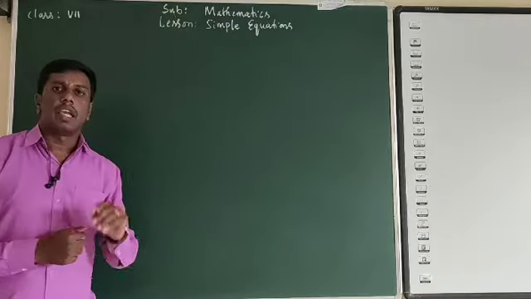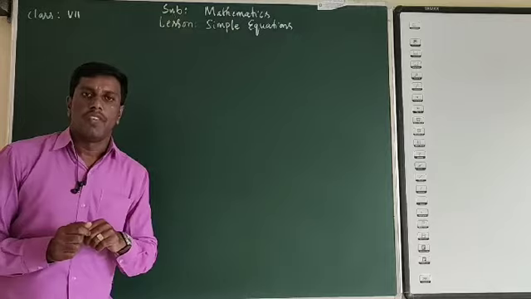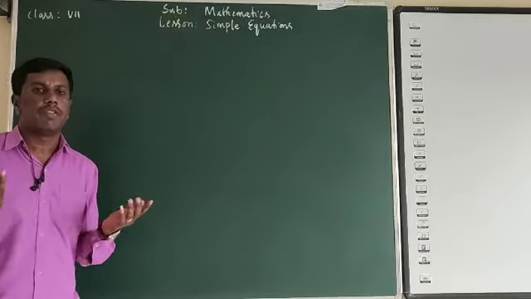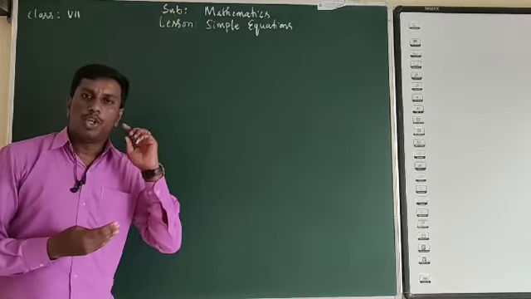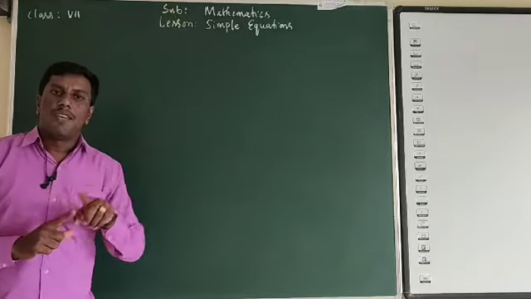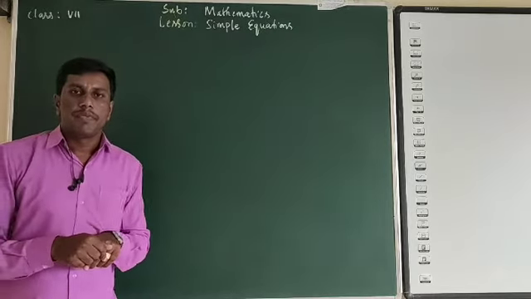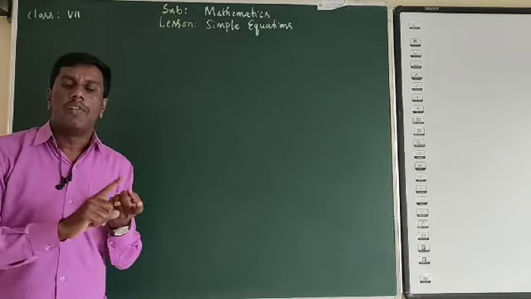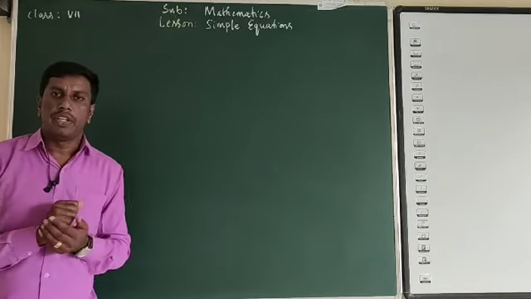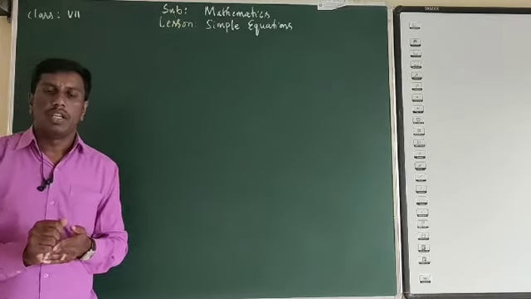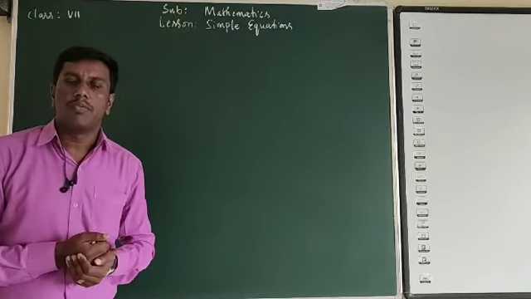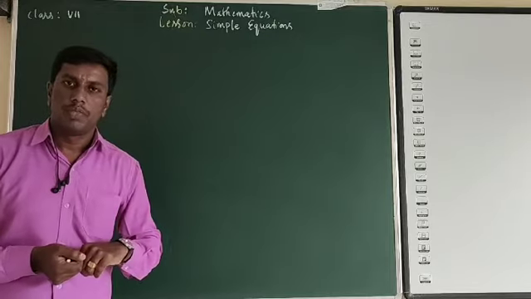I'll be assuming a number between 1 to 10,000, it may be any number, right? For that number, I will be multiplying by 3. To that product, I will be adding 4. The answer is 19. Now tell me what is the number I had assumed?